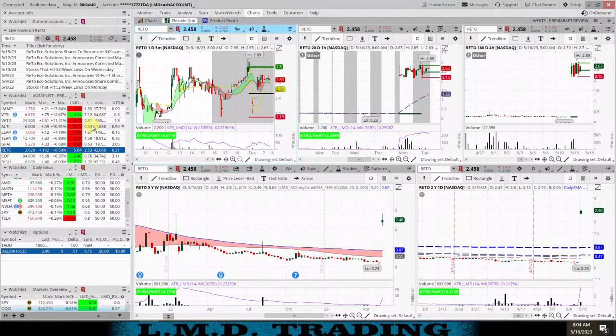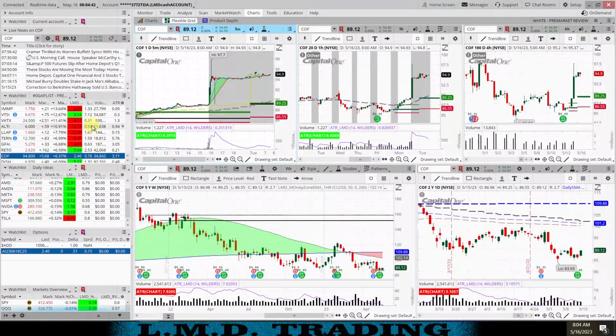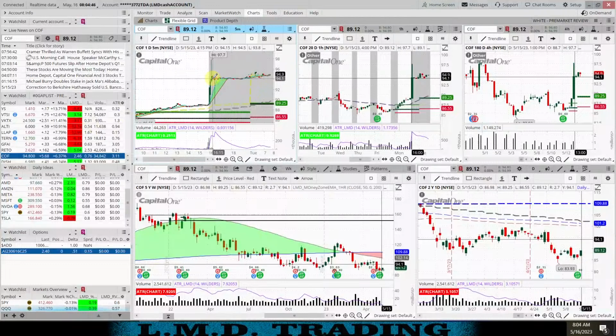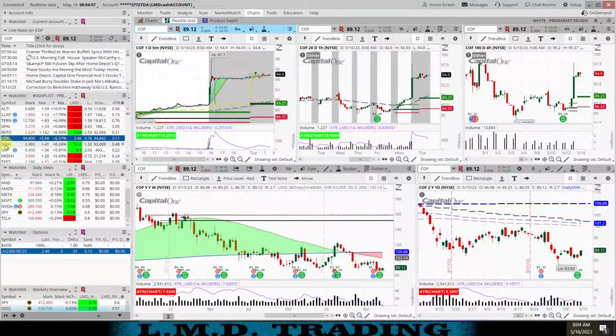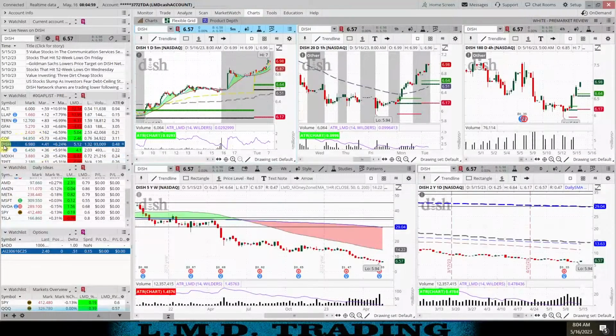Nothing there, nothing there. Capital One, big spike off the open, right? Actually, this was yesterday's close, 415. You get this big spike, $3, comes right back down and is just kind of consolidating this morning. We'll look at two more. Dish.